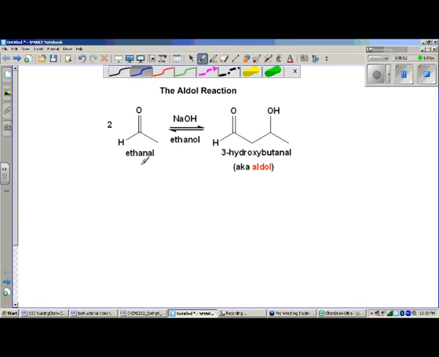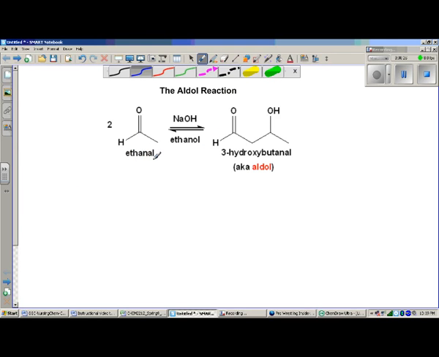Right now we're going to talk about a kind of important reaction in this chapter. It's another example of alpha addition. It's called the aldol reaction. And when you look at the reaction I have shown on this page, we said it was an addition reaction, and that's kind of what it is.